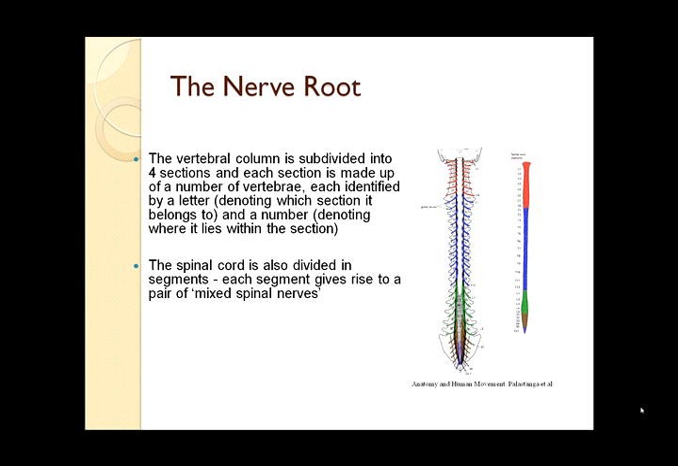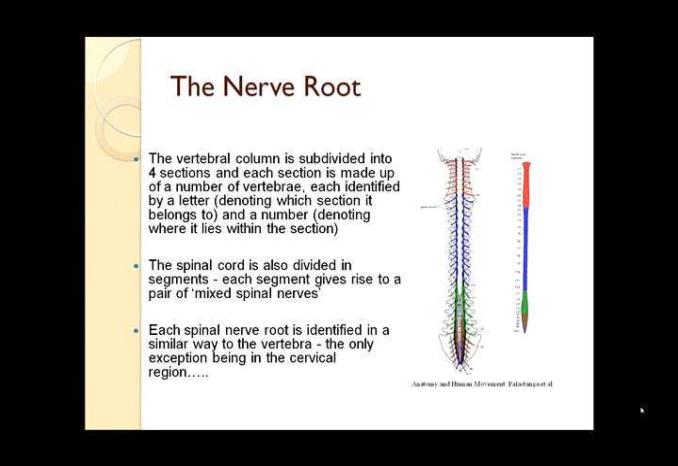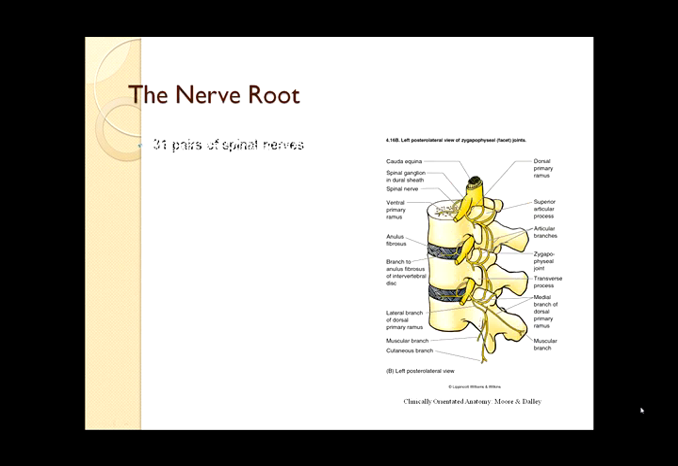The spinal cord is also divided into segments. Each segment gives rise to a pair of mixed spinal nerves, one passing to the left, the other passing to the right. Each spinal nerve is identified in a similar way to the vertebrae. There's a total of 31 pairs of spinal nerves. Although there are only 7 cervical vertebrae, there are 8 cervical nerve roots.